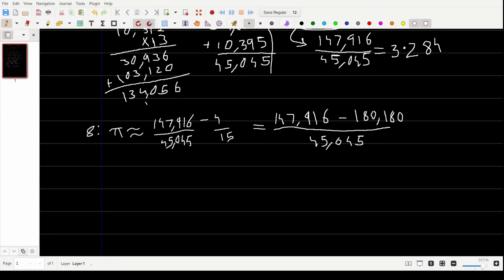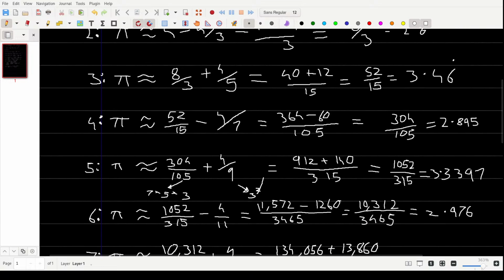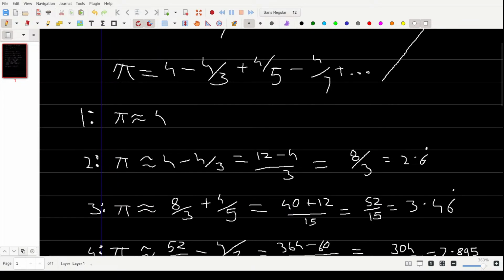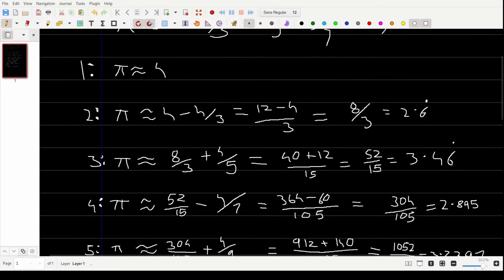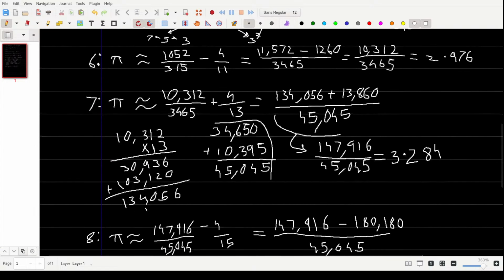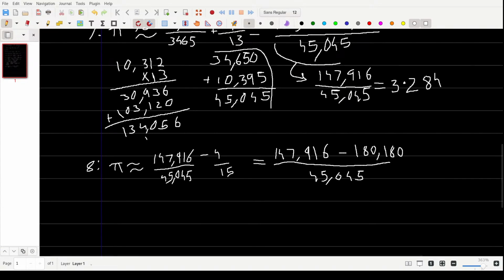Why is it a negative number? I did plus, so that's minus. Okay, so the first one you got plus, minus, plus, minus, plus, minus, plus, minus. So that's right. There's nothing wrong with that. That's correct, right? So this has to be less than this.